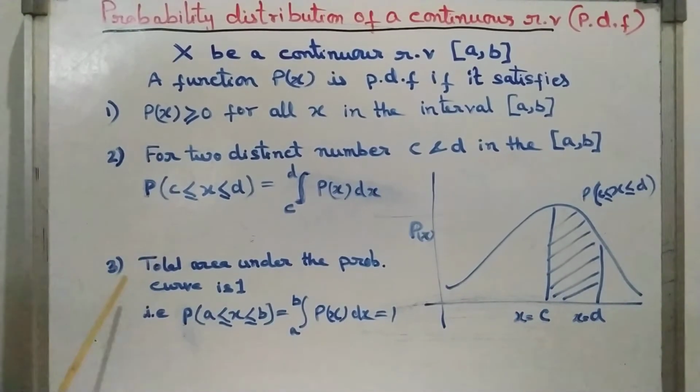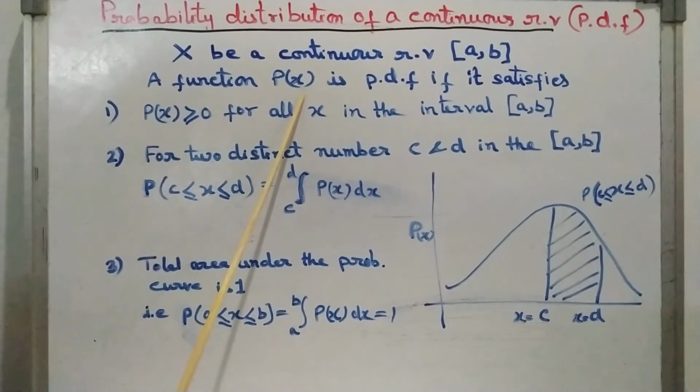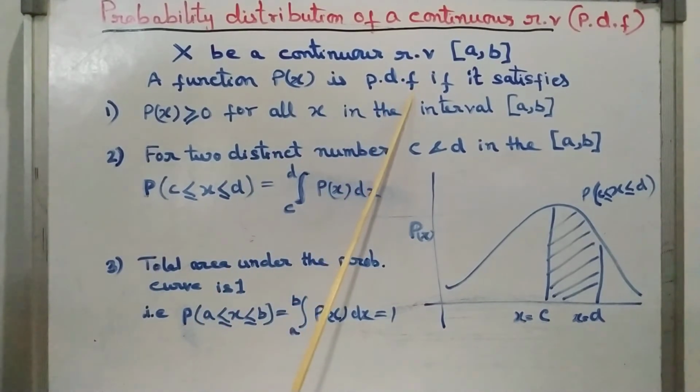Again, the total area under the probability curve is 1. That means the total area under this probability curve is 1, because it is a probability curve. So the sum of the probabilities is 1. So here the total area is also 1. That means the probability that x lies between A and B is the whole area from A to B. In terms of integration, the integration of P(x) dx over the range A to B is equal to 1.